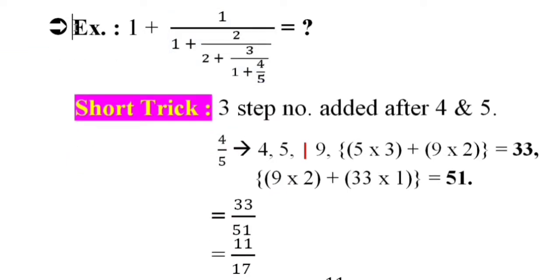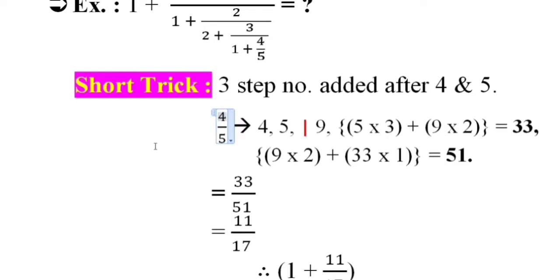Example: 1 plus 1 by 1 plus this problem equals what? Short trick: 3-step numbers added after 4 and 5. 4 by 5, write 4, 5. 4 plus 5 equals 9.